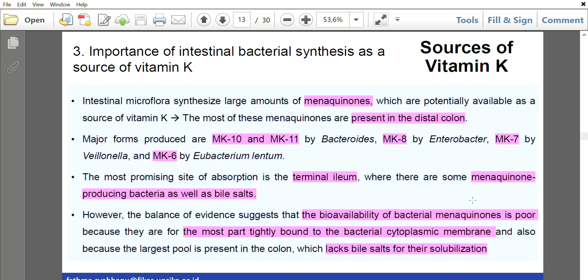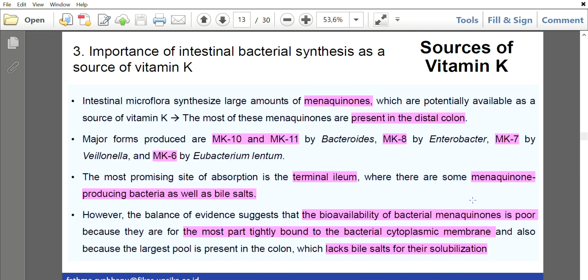And next, the third one, importance of intestinal bacterial synthesis as a source of vitamin K. Intestinal microflora synthesize large amounts of menaquinones, which are potentially available as a source of vitamin K. Quantitative measurements on different sites of the human intestine have demonstrated that most of these menaquinones are present in the distal colon. Major forms produced are MK10 and MK11 by Bacteroides, MK8 by Enterobacter, MK7 by Veillonella, and MK6 by Eubacterium lentum.